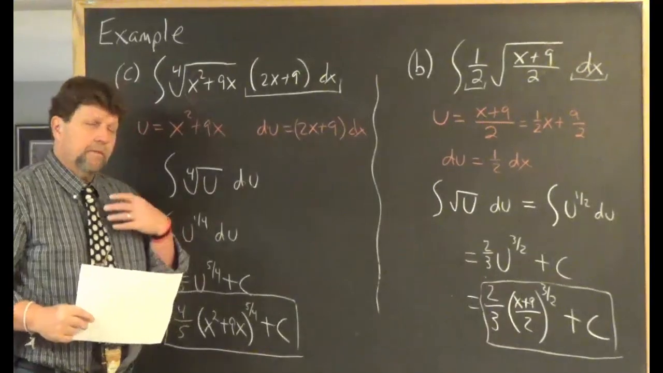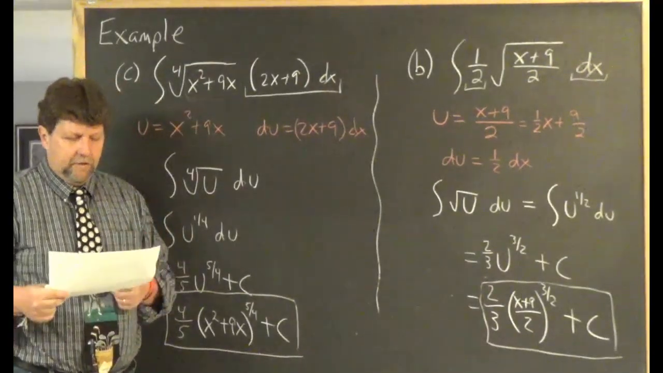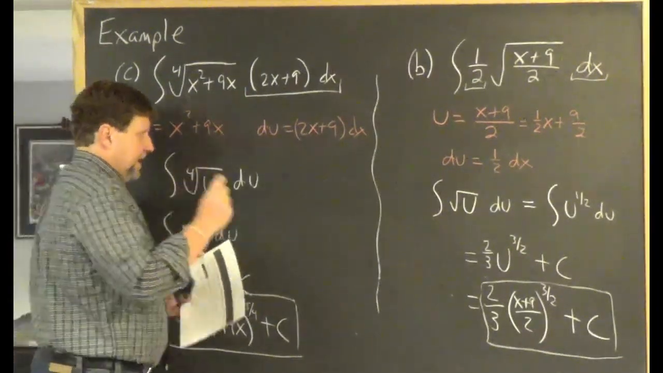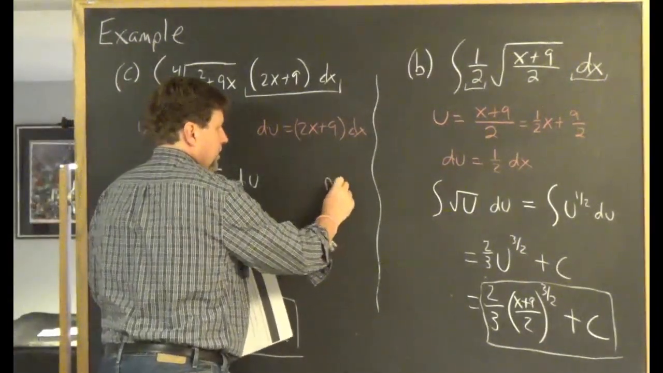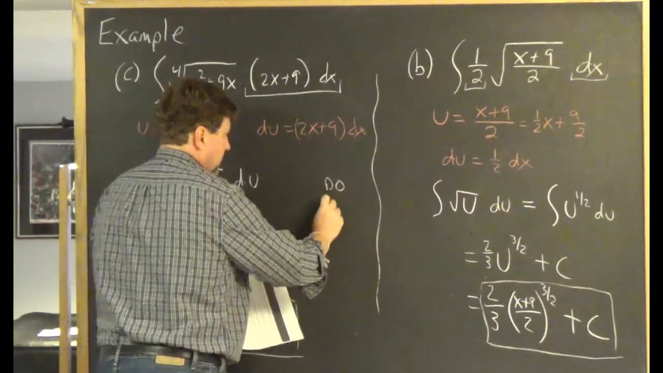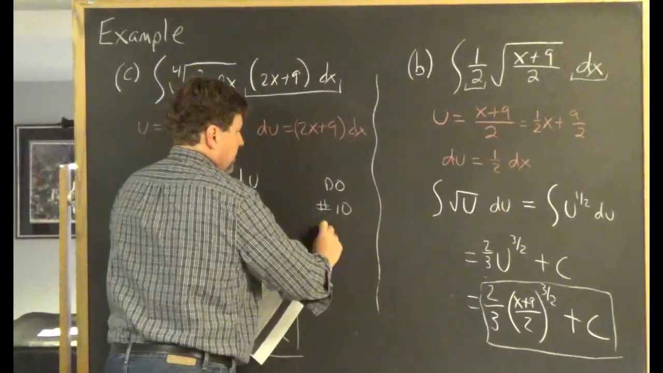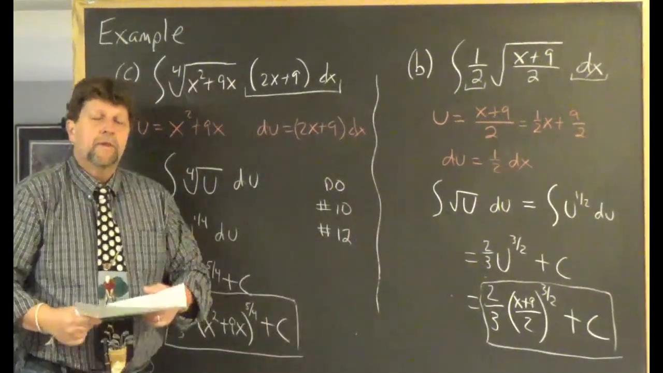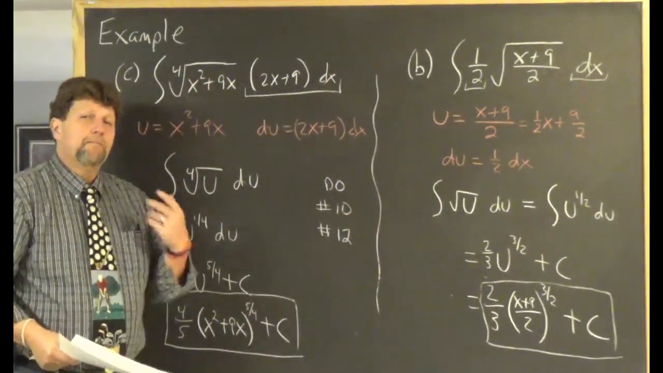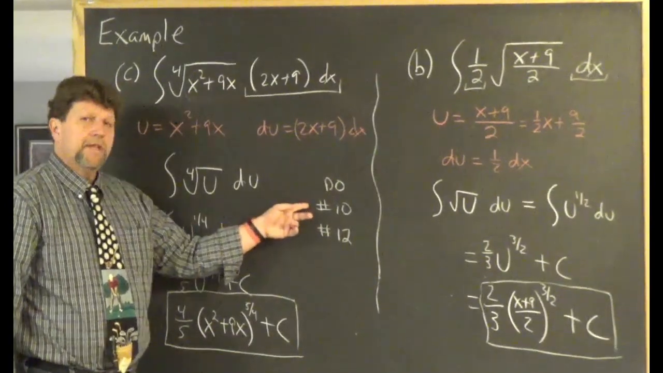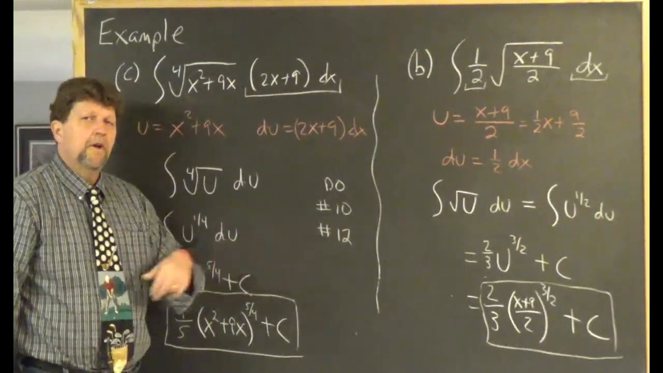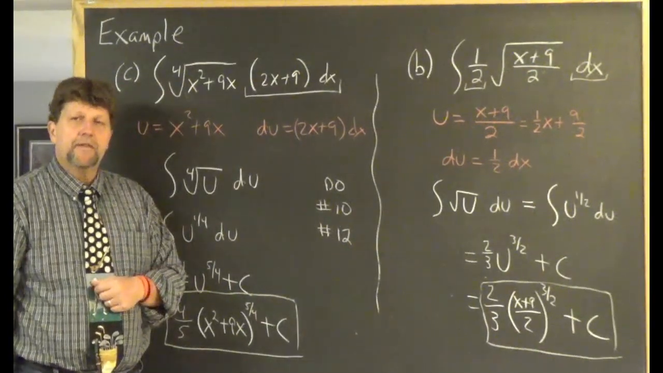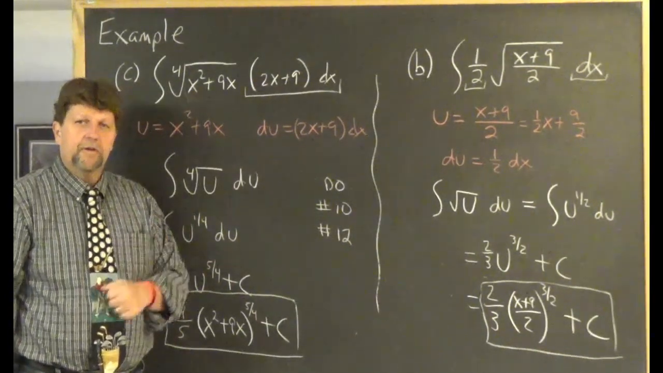Okay, so there's 3 examples of the basics of u sub. So what I'd like you to try right now in section 6.4, I'd like you to do number 10 and number 12. So you know the drill by now. Pause the video, do number 10, do number 12. Once you've done those 2, restart the video and I'll be here at the chalkboard working out the solution to them, and hopefully you'll get them both correct.